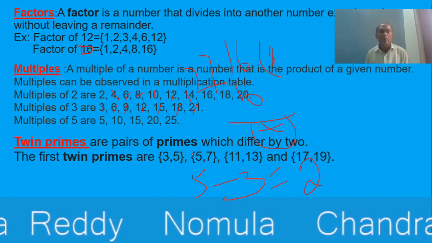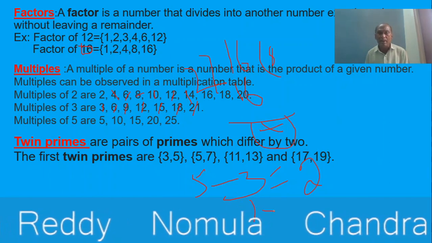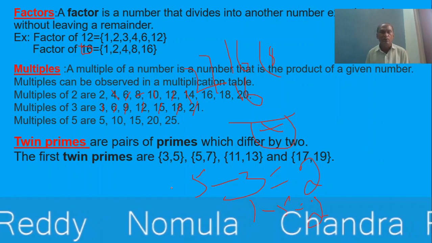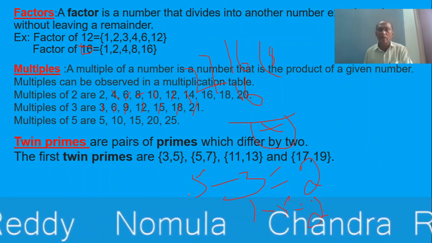For example, 5, 7. 7 minus 5 is equal to 2. Therefore, 5, 7 are twin primes.